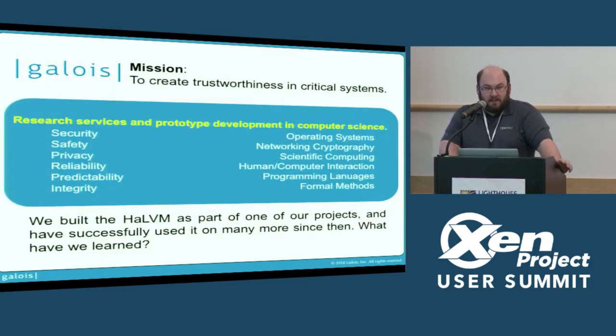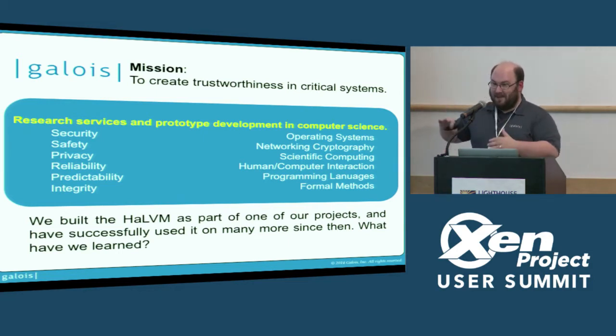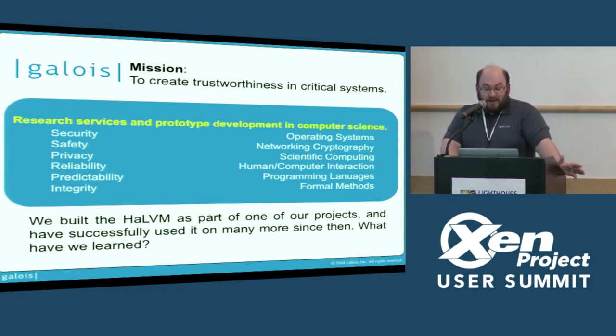So a little bit about the company I work for first. It's called Galois. It's not Galois, it's French. The mission of the company is to create trustworthiness in critical systems. What we do is R&D work in computer science.